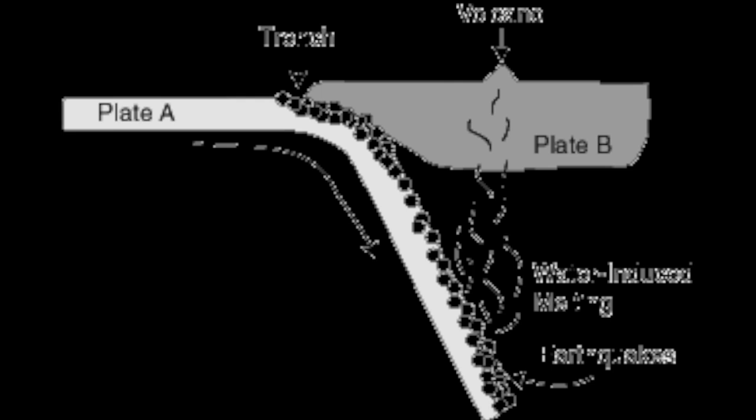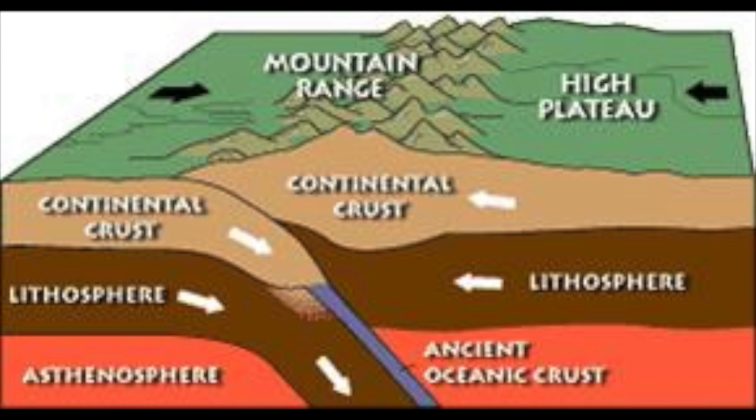A continental volcanic arc is a range of volcanic mountains produced by the subduction of the oceanic lithosphere.